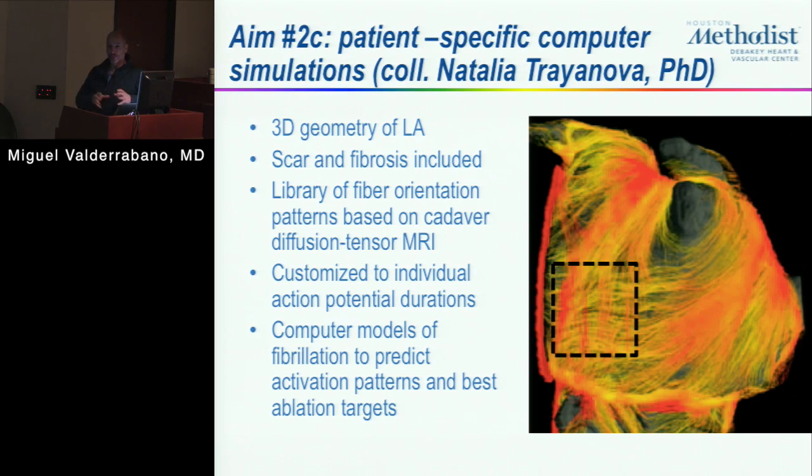And each patient has their own simulation, and we can go back and then, okay, we're going to have to ablate in this spot because simulations say this is where this patient's AFib is coming from.